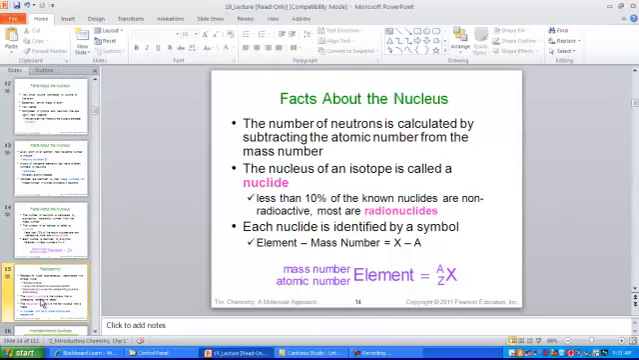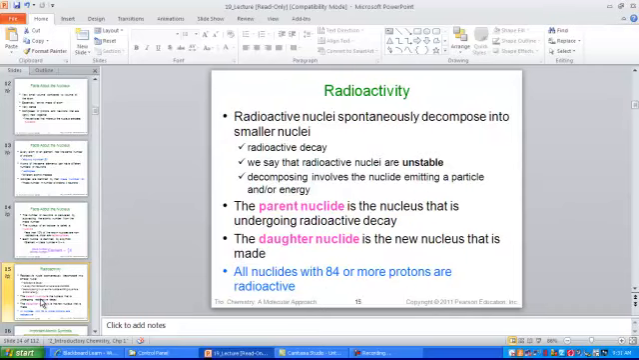We can identify any nuclide with its isotopic symbol, including the mass number and the atomic number. So for any element X, we place the mass number on top, the larger of the two, and the atomic number on the bottom.